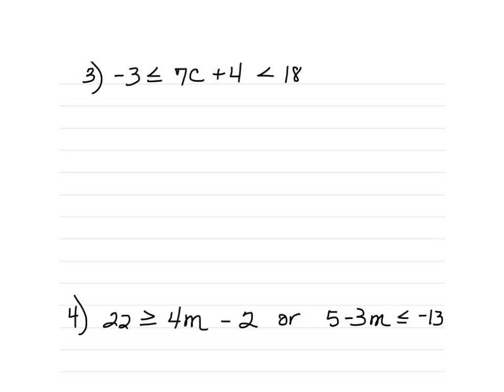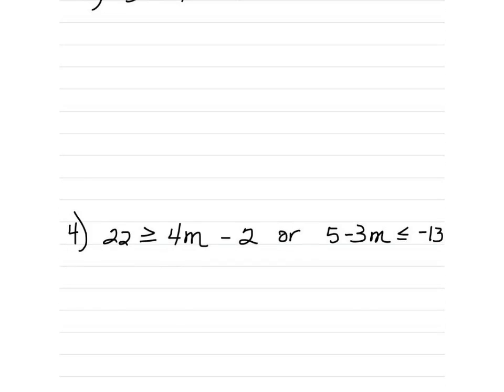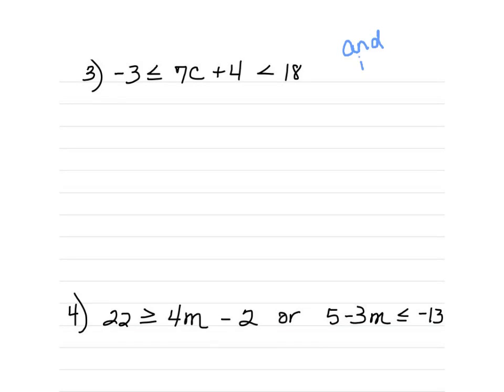All right, number 3, I want you to try on your own. Please notice, or actually no, I'm going to do this one with you because this is an and. I want you to recognize that when you don't have the word or and it's combined like this, it is definitely an and, which is an intersection. When they are written together like that, in order to solve them, we will separate them. So let's write it separately.